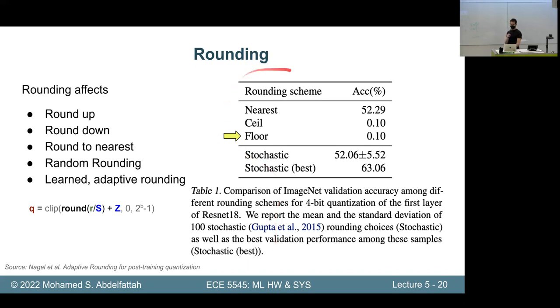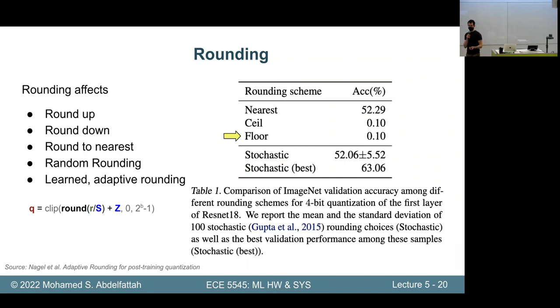You'll see in this table, which is from a paper investigating different rounding schemes, your accuracy drops to 0.1. Basically, your model becomes broken. This is from a paper where they quantize down to 4 bits, a very small number. When they use the floor function for rounding, you lost all of your accuracy. When you use the ceiling function, you lost all of your accuracy as well. These functions introduce a bias, and when your numerical range is 0 to 16, this introduces a very large bias in your network, and it breaks everything.